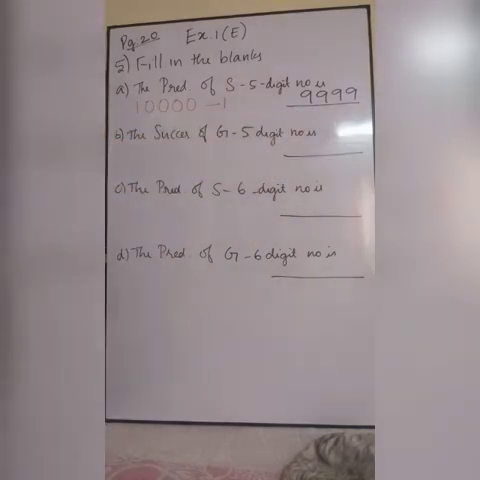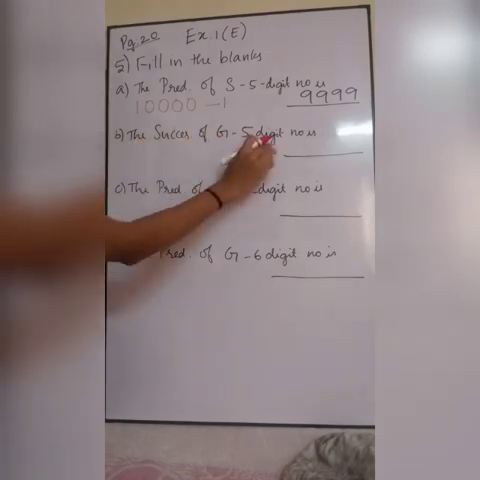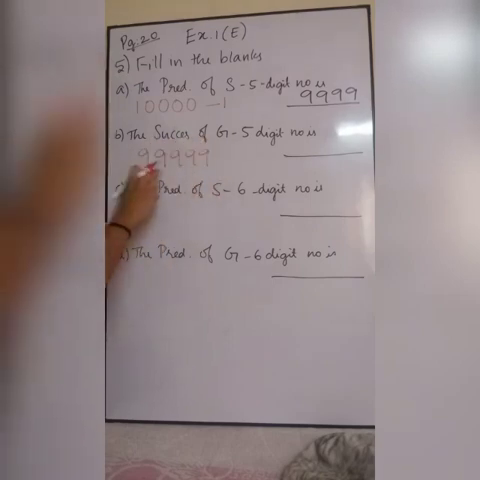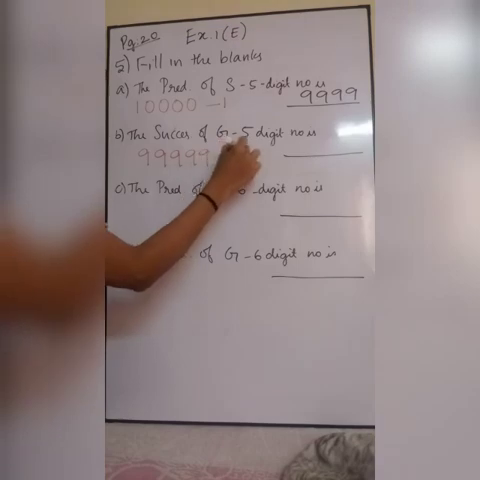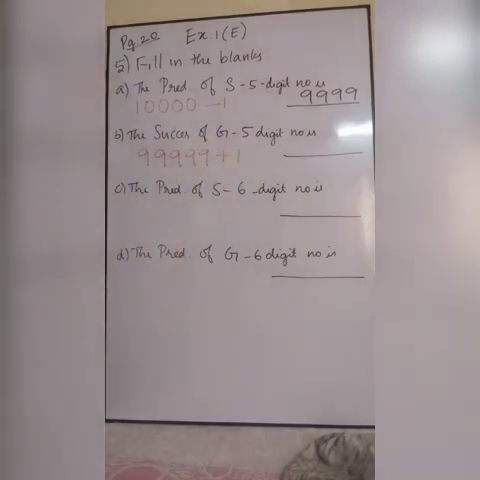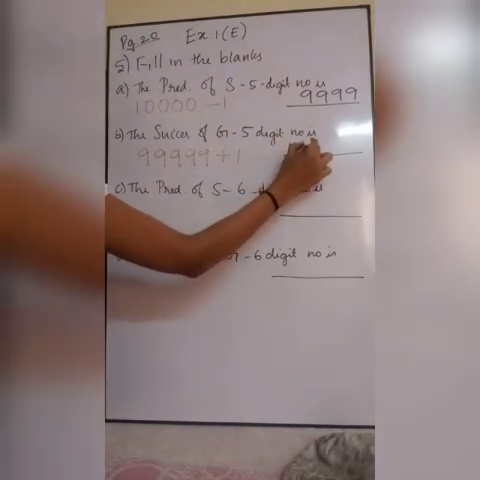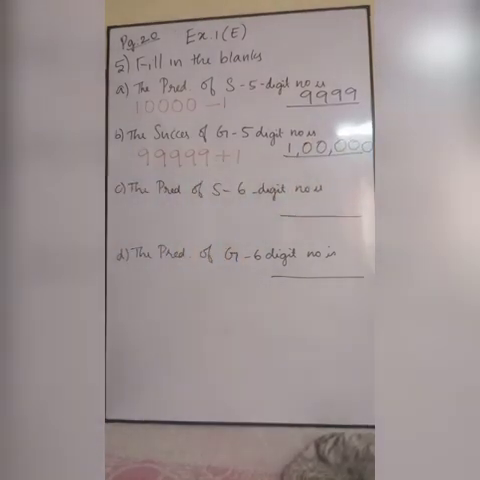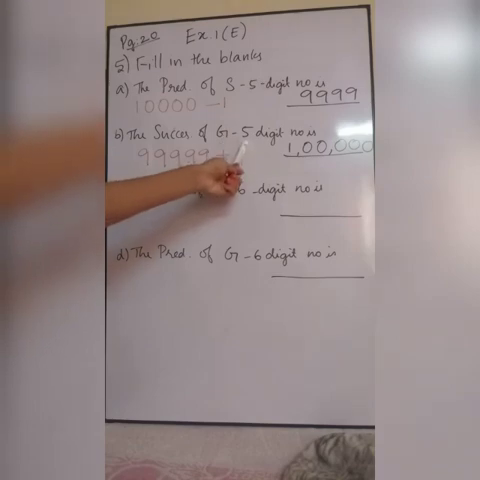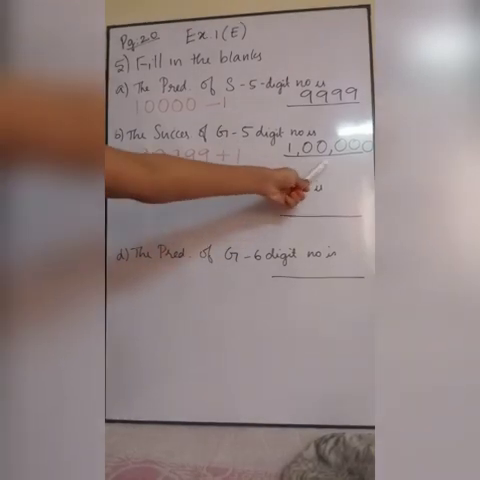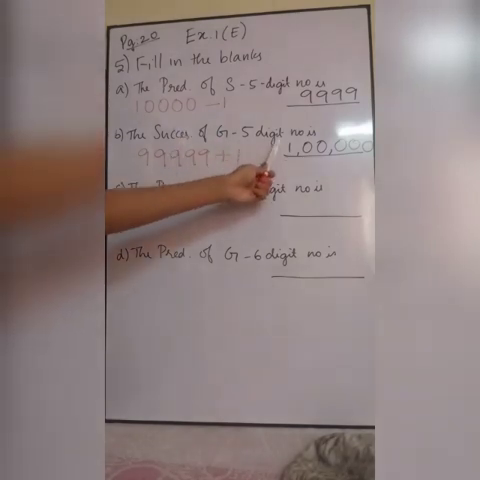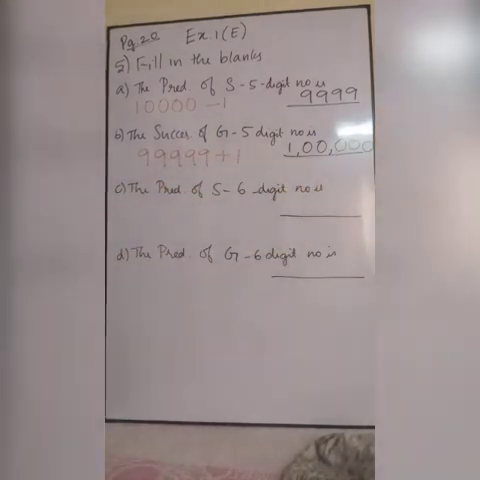Okay, next, successor of the greatest 5-digit number. What is the greatest 5-digit number actually? 99,999. So if you want to find the successor, you will add 1 to that number. So what will you get? You will get 1 lakh. So if you add 1 to the greatest 5-digit number, you will get the smallest 6-digit number. Okay. So the successor of the greatest 5-digit number is the smallest 6-digit number.